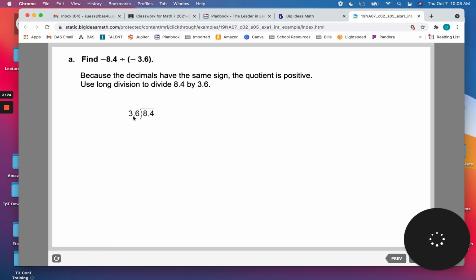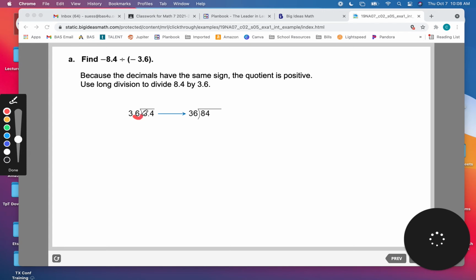Okay, now the next part, we have decimals in the divisor. We can't have a decimal here. How do we get rid of that decimal? We move it. So if we move this one decimal place over to get rid of it, then we move this decimal one decimal place over too. Then you see here, it's already rewritten, 36 into 84. Make sense? That's the other rule you need to memorize.